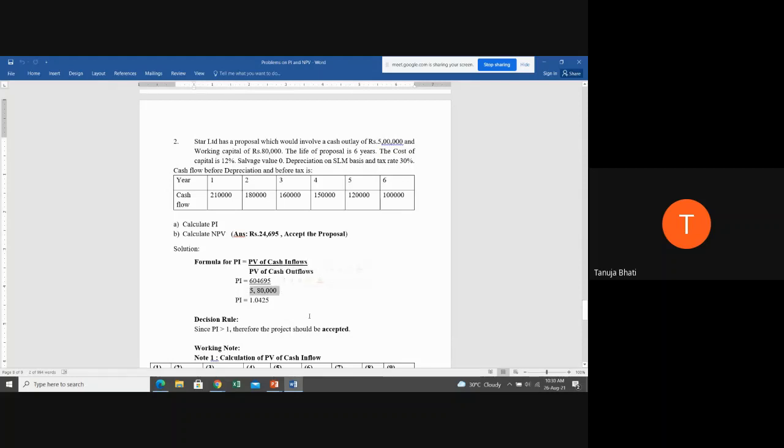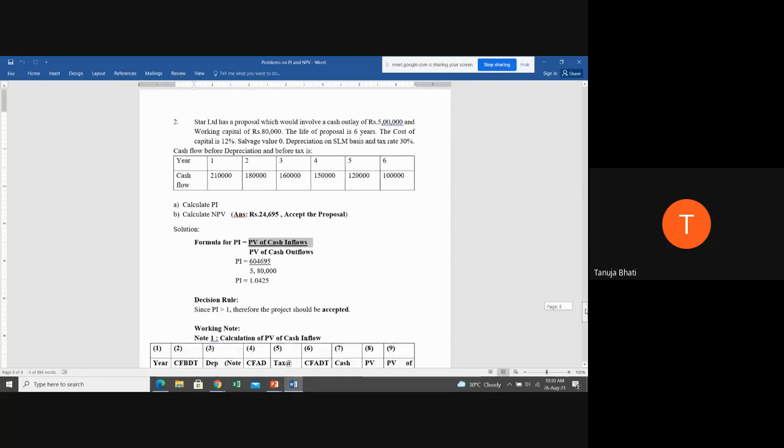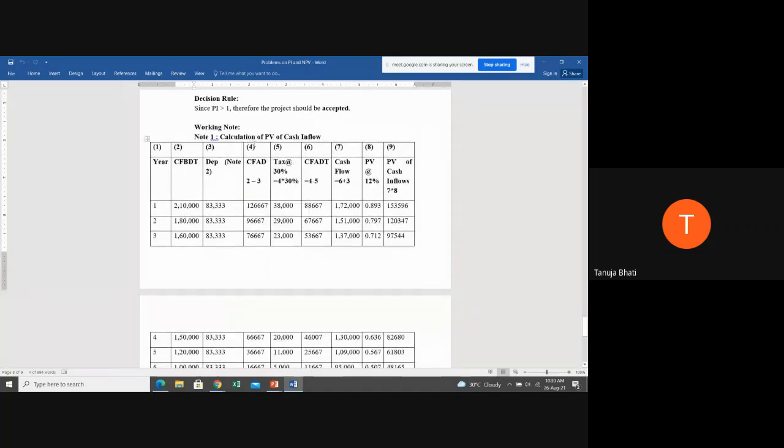Now, students, we have to do a working note on PV of cash inflows, based on whatever information is given here. So let us see the working note. Working note: calculation of PV of cash inflows.